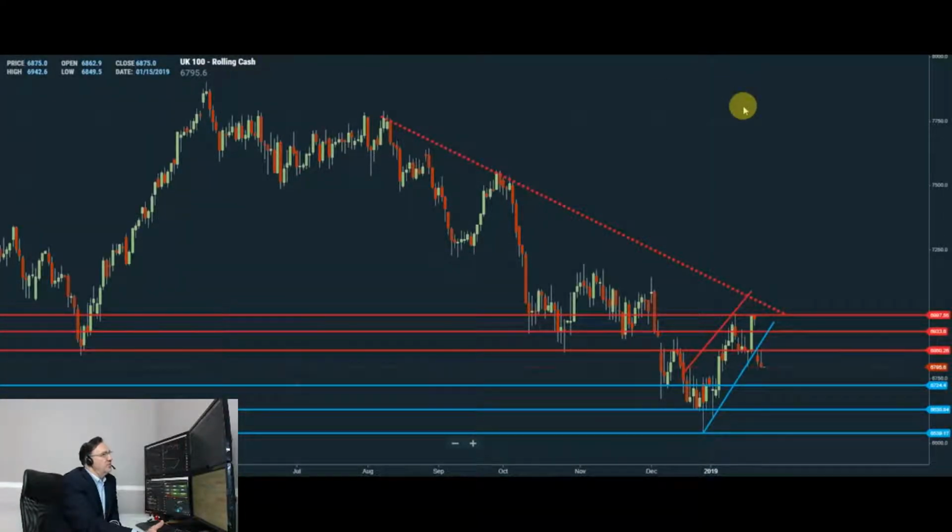FTSE 100 or UK 100 is currently pushing lower, especially on Friday. This is the daily time frame. We saw this pin bar forming here with sterling dollar rallying higher on late Friday afternoon. The upside is capped by 68.60, followed by 69.33 and 7,000 on the upside.